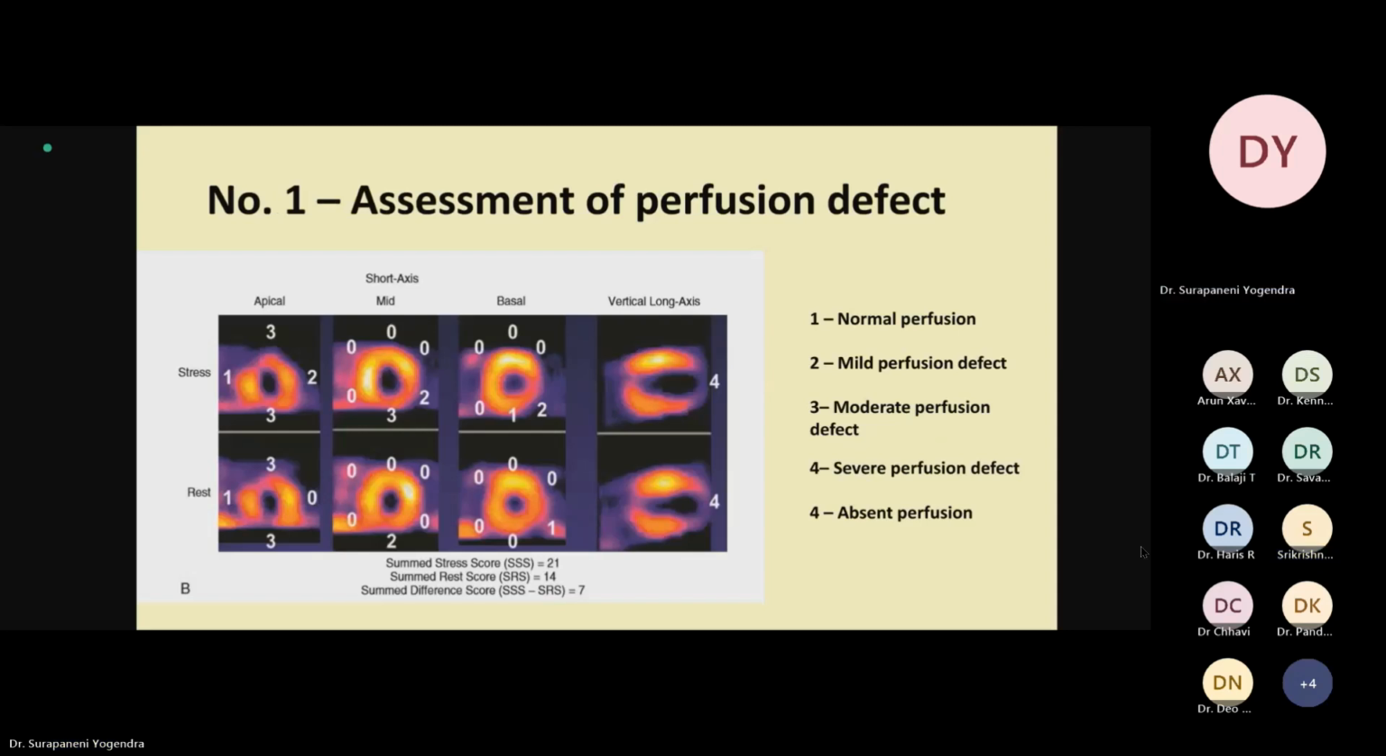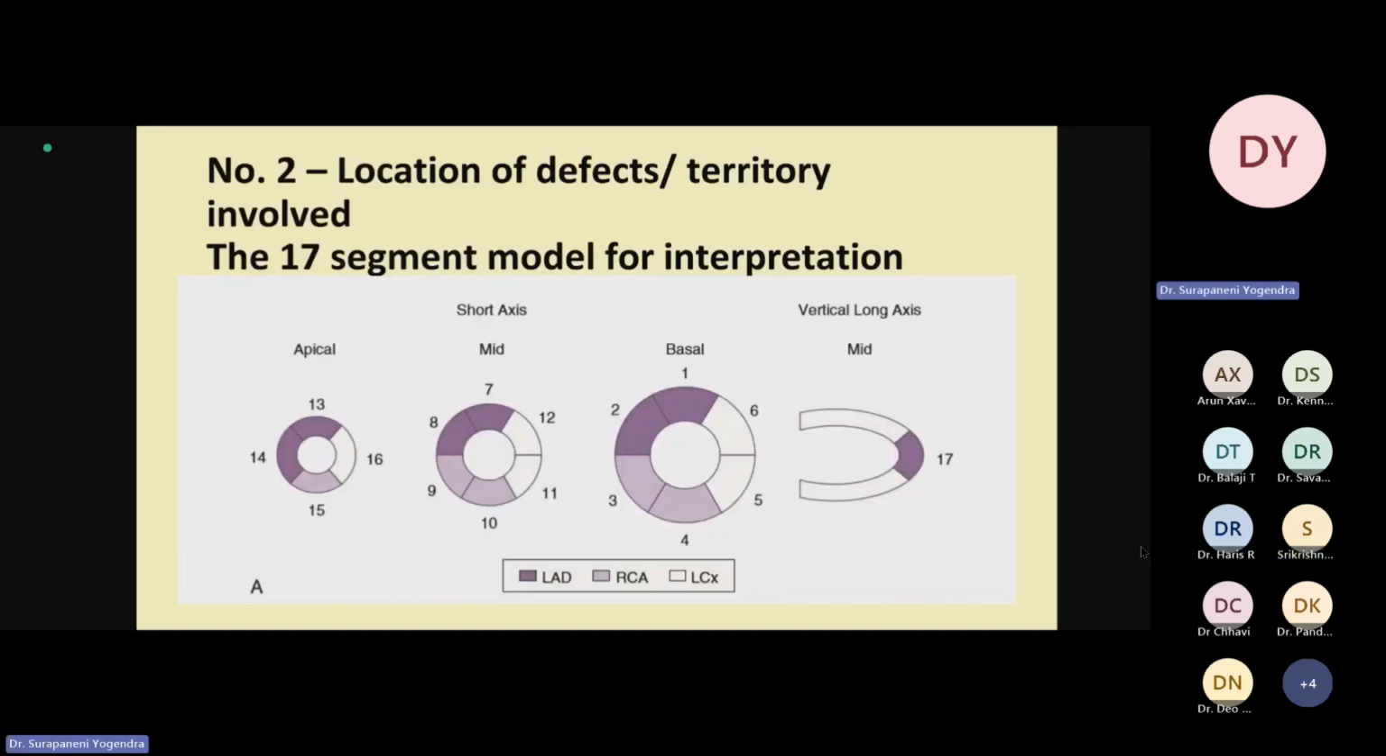Assessment of perfusion defect. For assessment of perfusion defect, the left ventricle is divided into 17 segments, taken at 3 levels: apical, mid, and basal. The numbering is done from the base to apex in counterclockwise direction. So basal has 6 segments numbered from the anterior counterclockwise. Similarly in the mid region and similarly in the apical region. And one vertical long axis at mid level is also taken that represents the 17th segment.